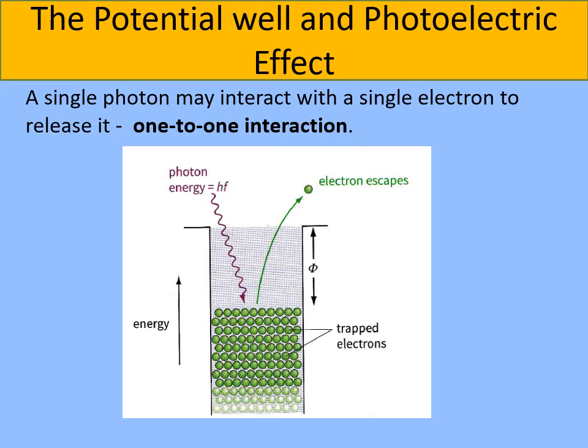Now, when a photon arrives at the metal plate, it may be captured by the electron, and the electron gains all of the photon's energy, and the photon's energy no longer exists. Some of the energy is needed for the electron to escape from the energy well. The rest is just the electron's kinetic energy. Each packet of energy is able to release an electron, one electron, from the metal.